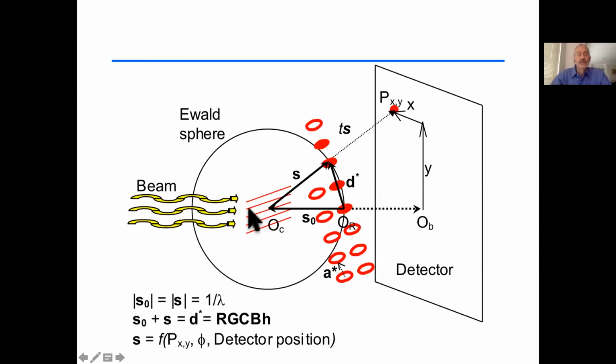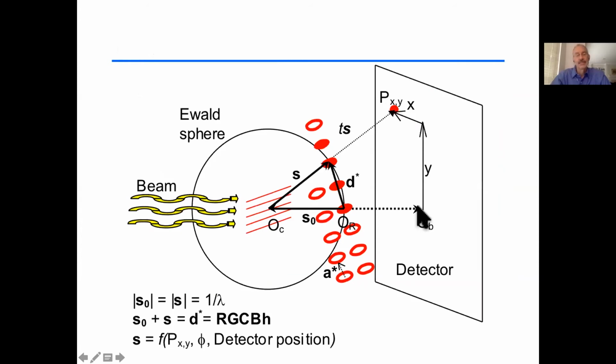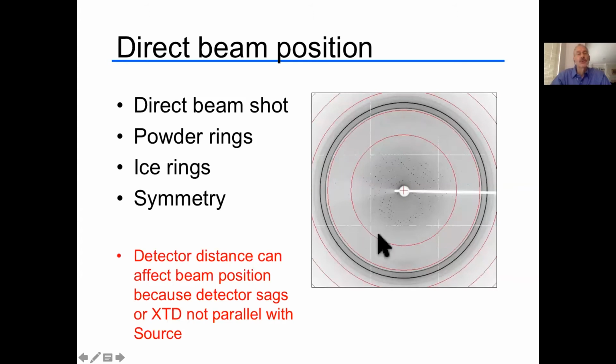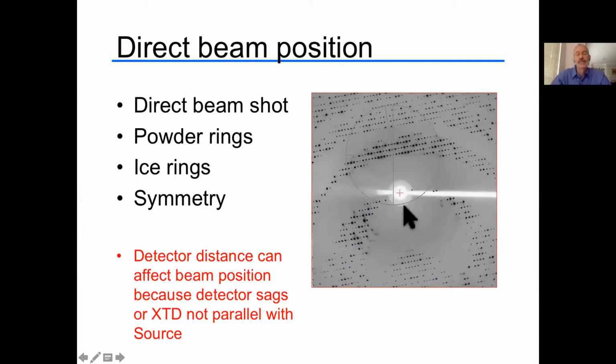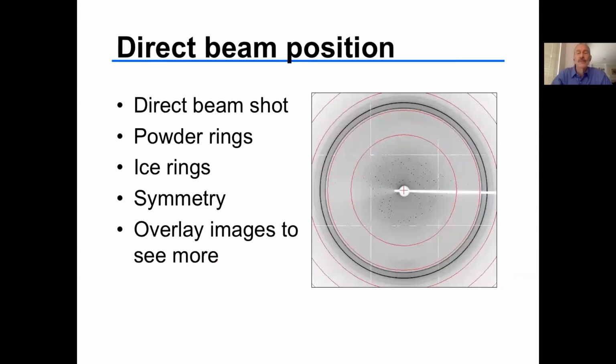But they're all needed. So to do the finding of the spots, we need to know the origin of the beam, or this XY detector may not work. The origin of the beam can be determined from a direct beam shot. We can look at the center of powder rings or ice rings. There is symmetry here, and we can use symmetry to look at this. If you change the detector distance, it may be so heavy that it moves down and the direct beam changes. There's a bunch of experimental things that are important for this.